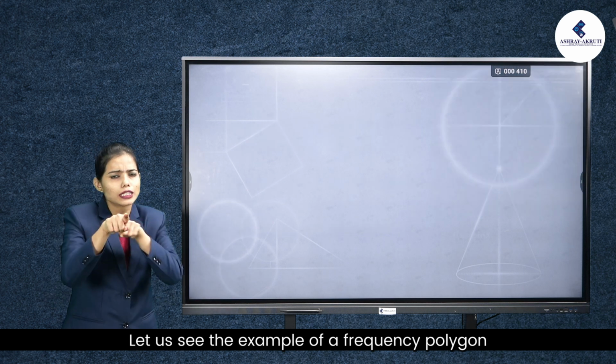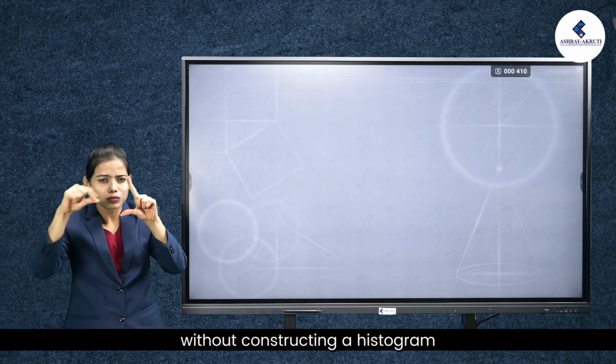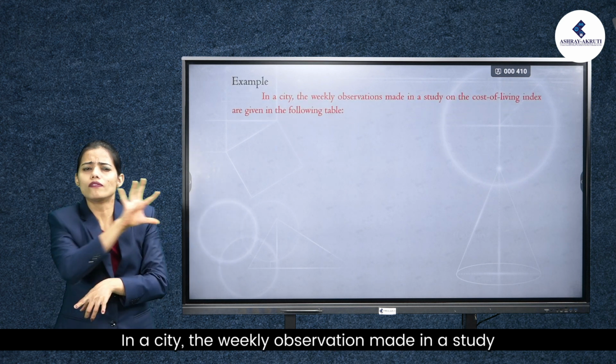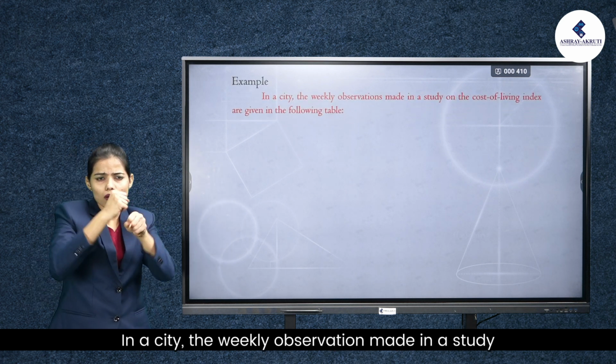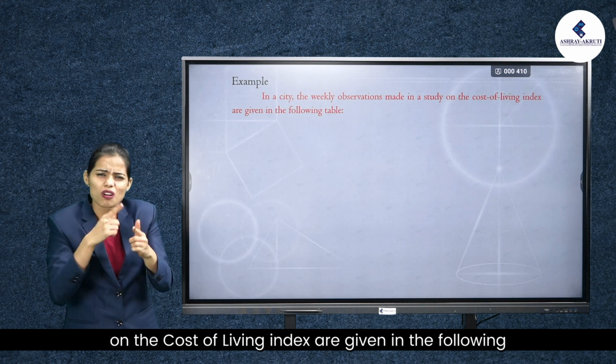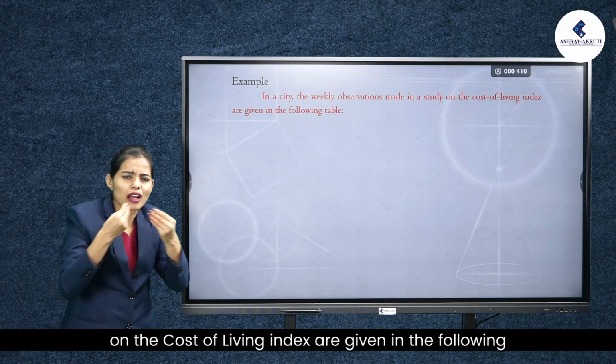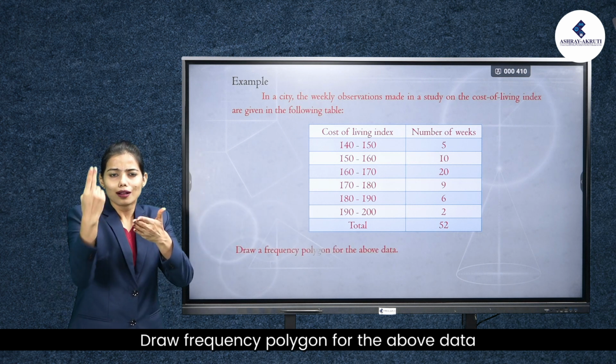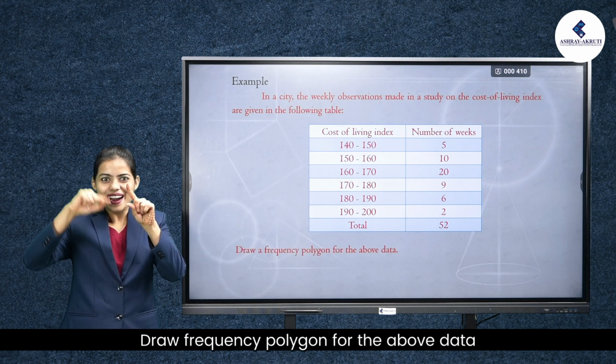Let us see the example of frequency polygon without constructing a histogram. In a city, the weekly observations made in a study on the cost of living index are given in the following table. Draw a frequency polygon for the above data.